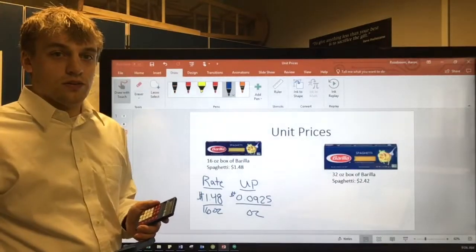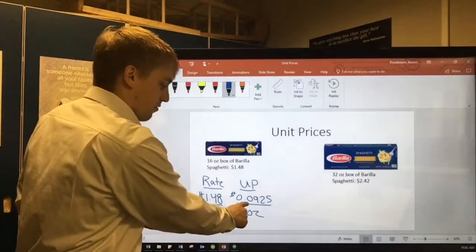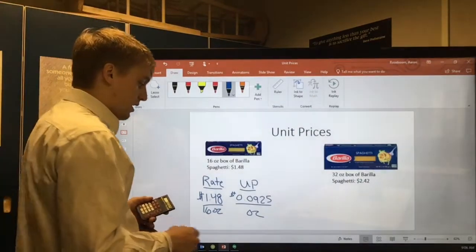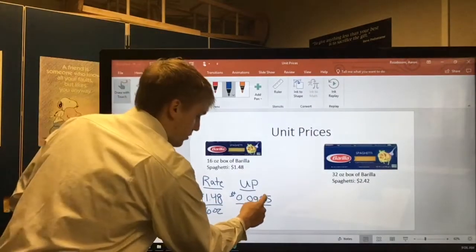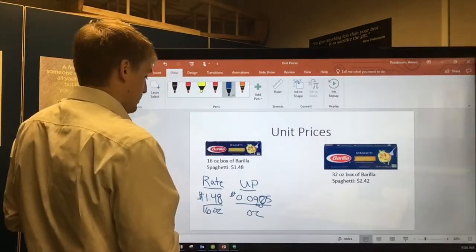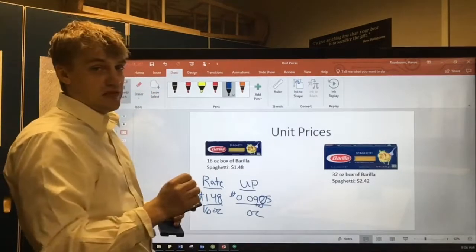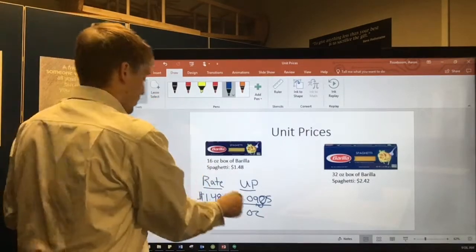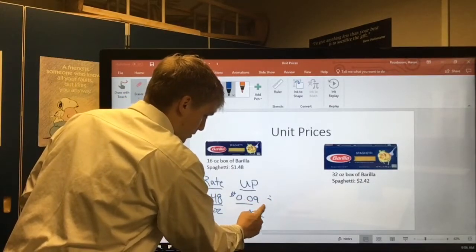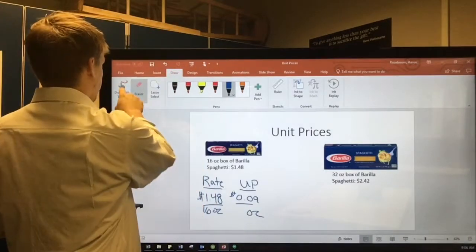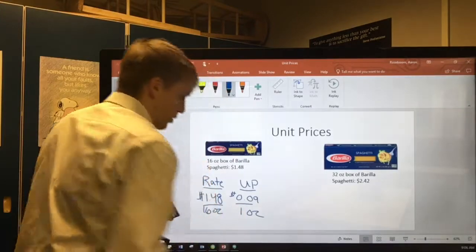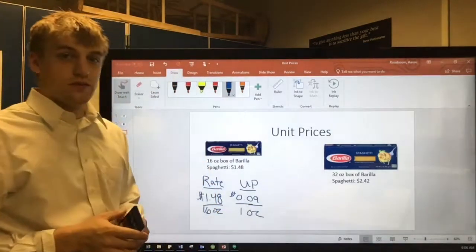Now, since this is money, we don't want to have 4 numbers behind the decimal. So we're going to round to the hundredth. When we round to the hundredth, the 2 tells the 9 to go up or stay the same. In this case, it's going to stay the same because it's less than 5. So we can just take off the end there, and we have 9 cents per 1 ounce.